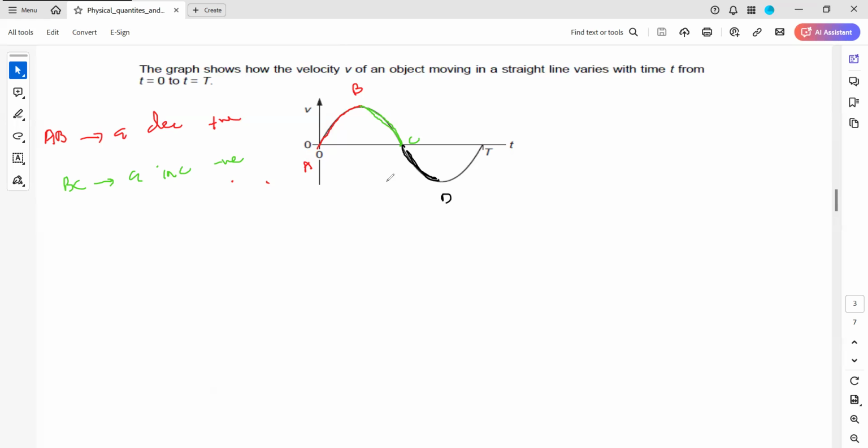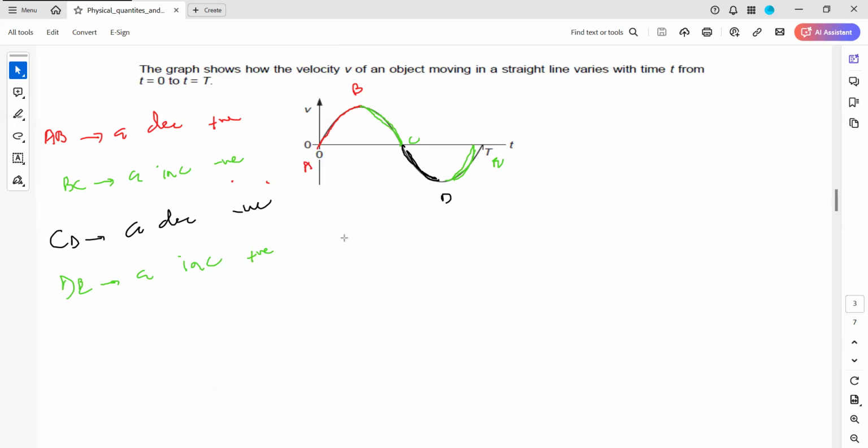The acceleration is decreasing. So from C to D, what happened to the acceleration? The acceleration decreases. And what about the value of the acceleration? Negative. And from D to E, what happened to the acceleration? So acceleration is increasing. And what about the value? Positive.